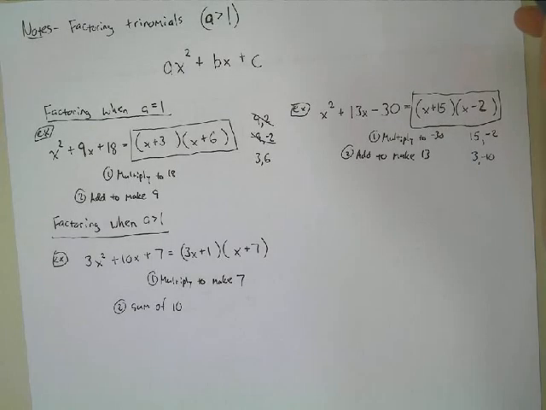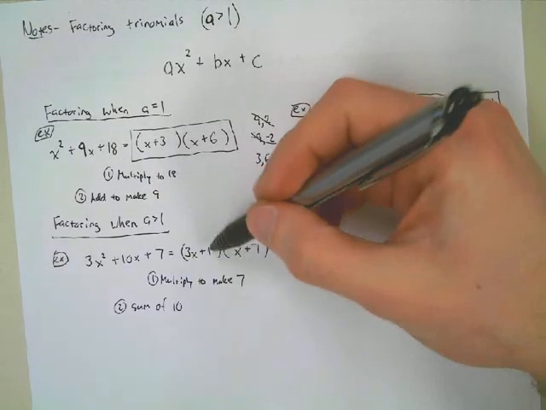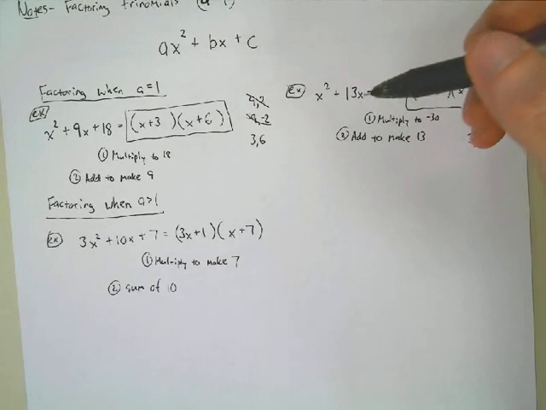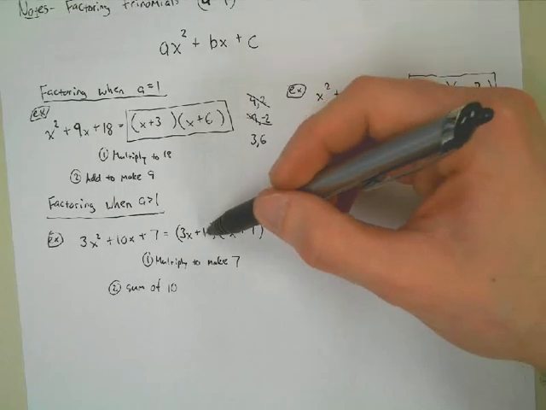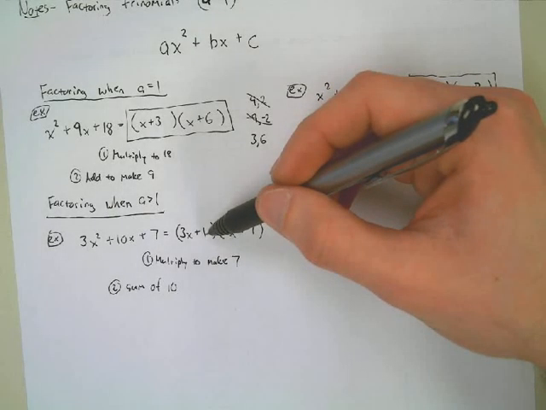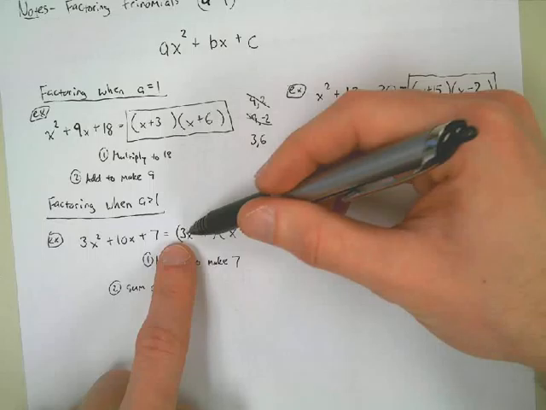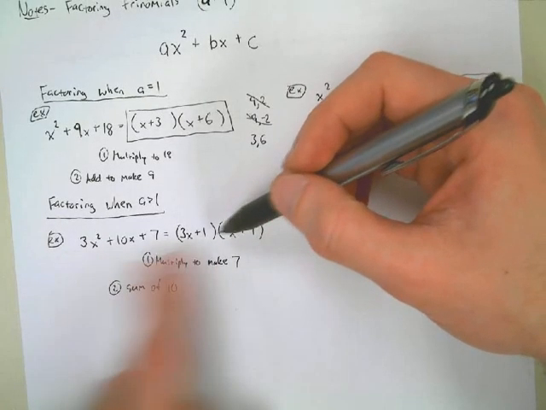If you look at it here, we'll do 3x times x, that's 3x squared. 1 times x, what's that? 1x. 3x times 7, 21x. So we have 1x plus 21x. That's not going to give us 10.